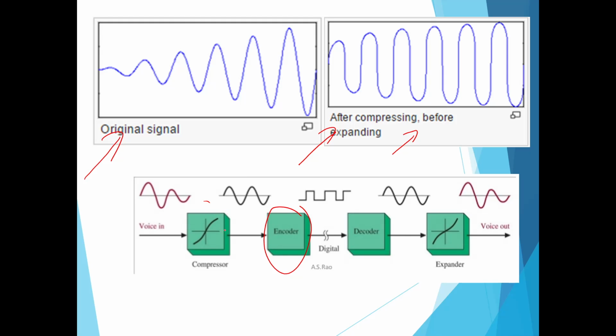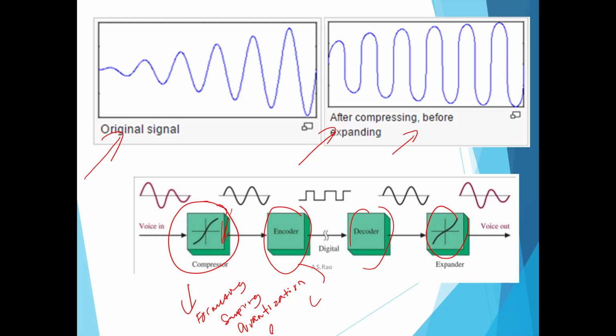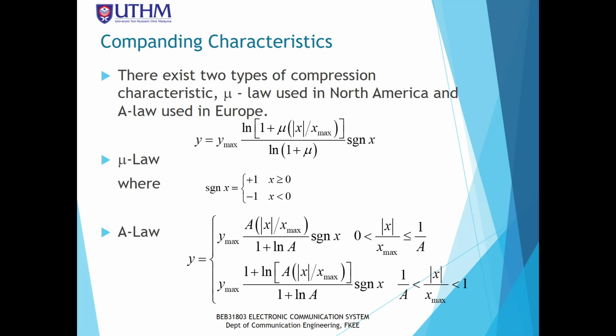Actually there is quantization here too, and then it encodes, and then you transmit, and then you decode, and then you expand. So the formatting process happens here. This has sampling and also quantization, and then it goes into encoding. The encoder will do the process of encoding.